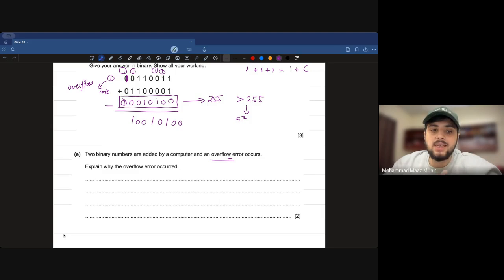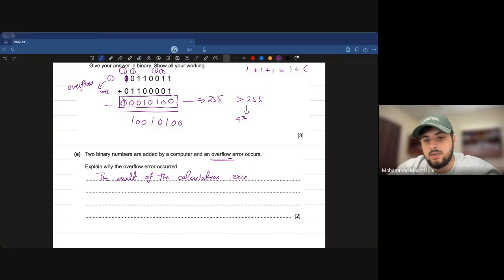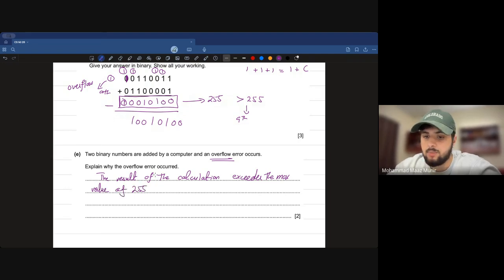So one point you need to write is that the result of the calculation is greater than 255, and then you need to say that to overcome this, you basically need more than 8 bits. So you can say that the calculation would require more than 8 bits to be represented. So I will say the result of the calculation exceeded the max value of 255. 1 point, 1 mark for this.